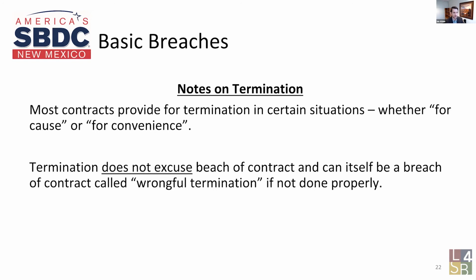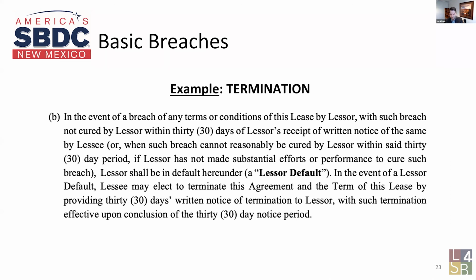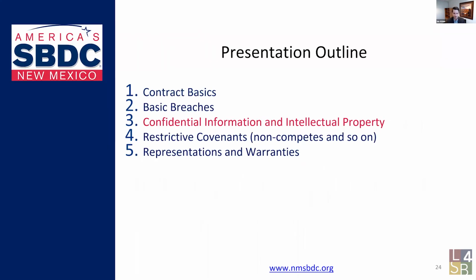Some contracts will say either party can terminate for convenience with 30 days notice, convenience being any reason or no reason at all. Some contracts only provide that you can terminate for cause, and then they list cause. Here's an example. This is the commercial lease thing I was talking about. You can only terminate as the lessee in the event of a lessor default. It really does vary by contract. So know how you can get out of the contract.